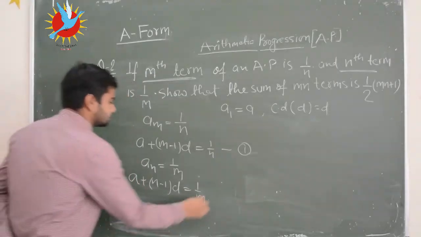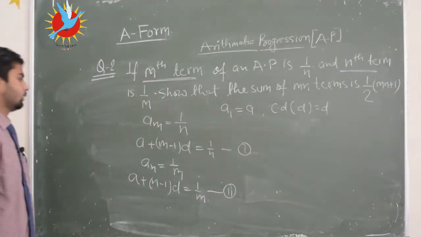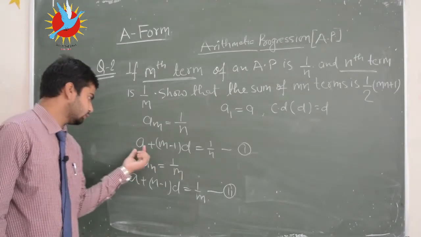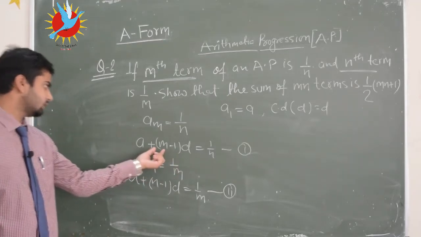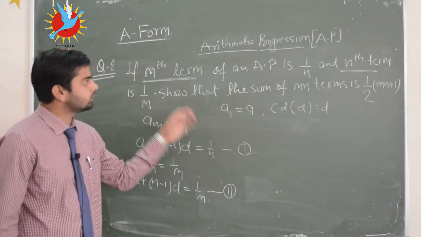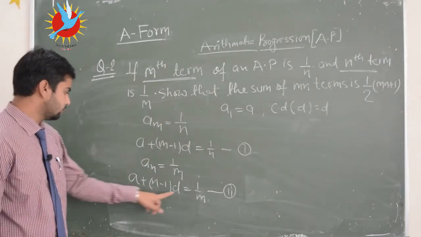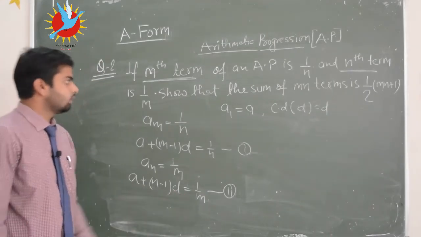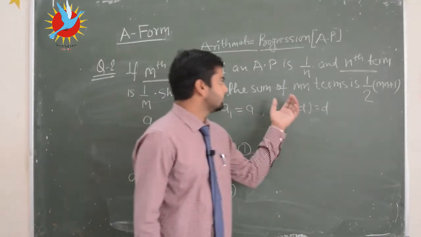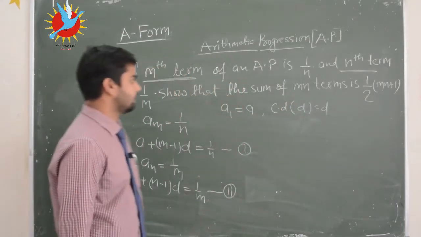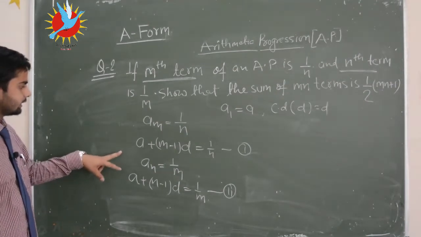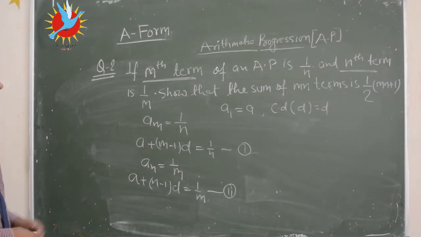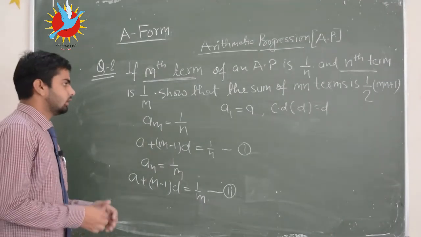This is equation 2. Here we have two unknowns, or two variables, a and d. We don't know the values of a and d. m is a constant already given in the problem, and n is a constant already given in the problem. So we have two unknowns, a and d, and if we calculate a and d, we can use the formula for Smn and show that the sum is 1 by 2 (mn plus 1). So first of all, we have two variables and two equations, so we solve these two equations, calculate the values of a and d, and then put these values of a and d in the formula.